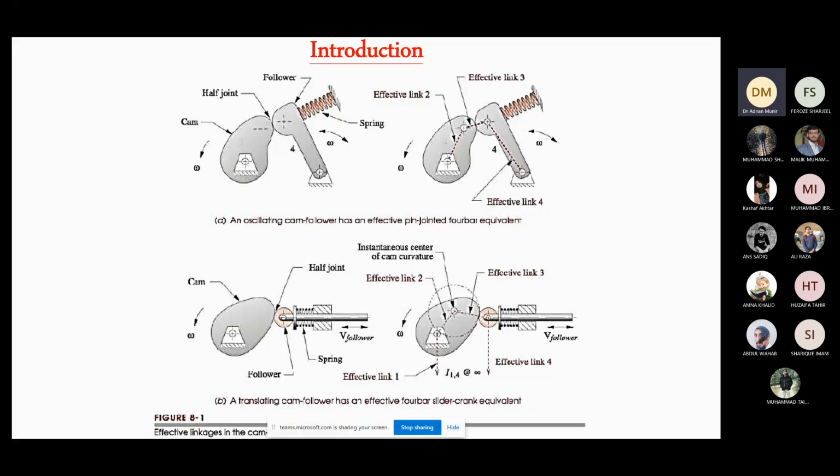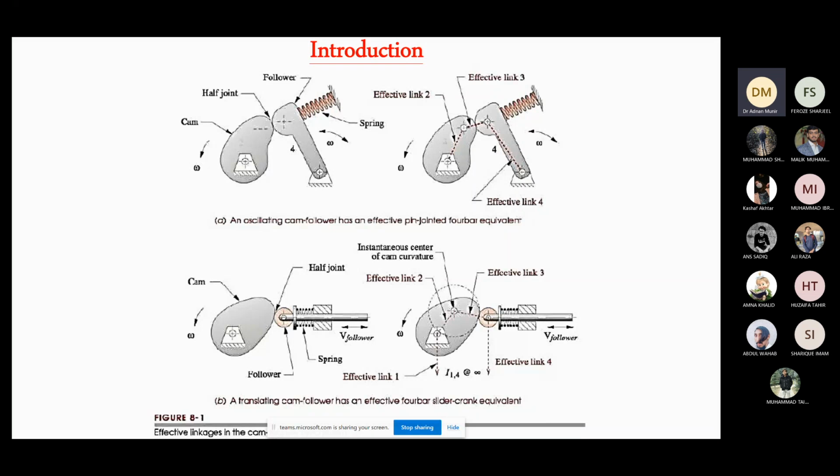Now you can see the 4-bar equivalent of this cam follower in the figure towards your right. The half joint is replaced by a dotted coupler. So this dotted 4-bar linkage and this cam follower are equivalent to each other. We have already discussed how we can convert a 4-bar linkage to a cam follower using a half joint and linkage transformation earlier in the lecture. So again, you can see that the cam follower has an equivalent 4-bar linkage.